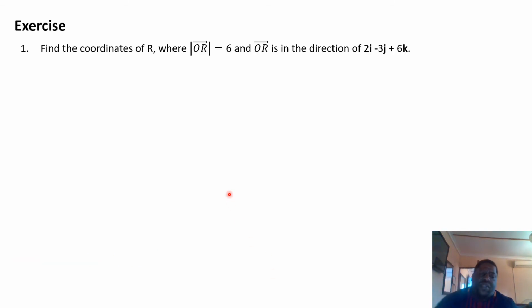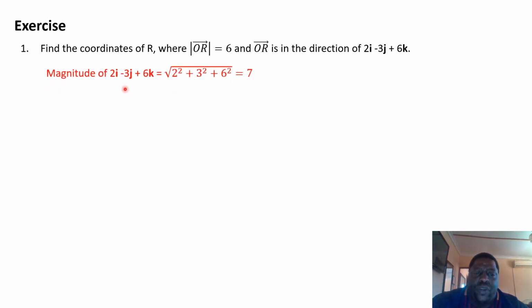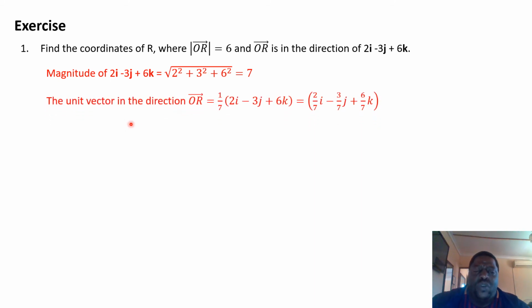All right, so we have a question here. When we look at these questions, we have to be a bit considerate, a bit careful. Find the coordinates of R, where the magnitude of OR is equal to 6, and OR is in the direction of 2i minus 3j plus 6k. So what is it that we know? We know that the magnitude is equal to 7. We know this: the square root of 2 squared plus 3 squared plus 6 squared gives you 7. The unit vector is in the same direction, so OR is in the same direction.